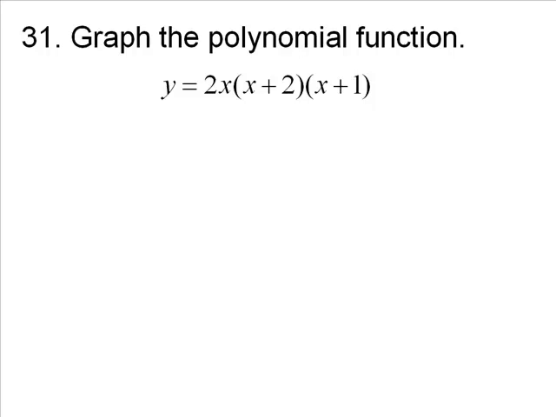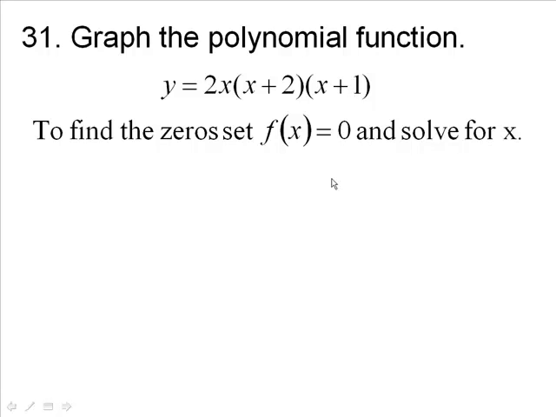31. Graph the polynomial function y equals 2x times (x plus 2) times (x plus 1). First of all, let's let y be 0. Put a 0 right here. Then we'll find out what x is when y is 0. We call that finding the zeros.